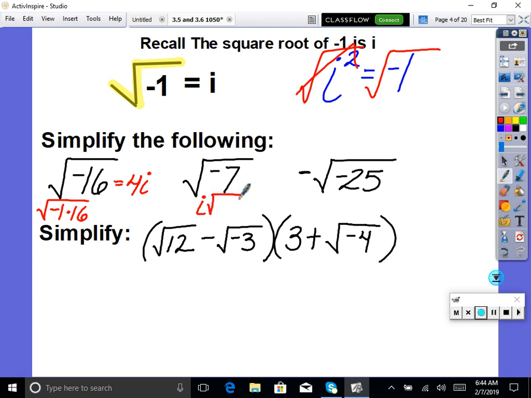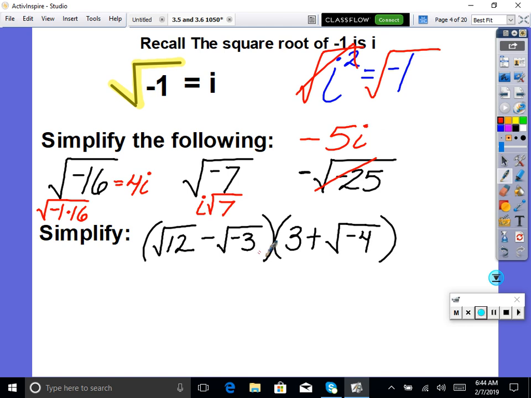i root 7. Don't be that person that pulls the 7 out of the radical because you pulled the i out of it. 7 had to stay. Now right here we have a negative in front. That's not going to change anything. So negative, and then what am I going to get? Yep, good, 5i.